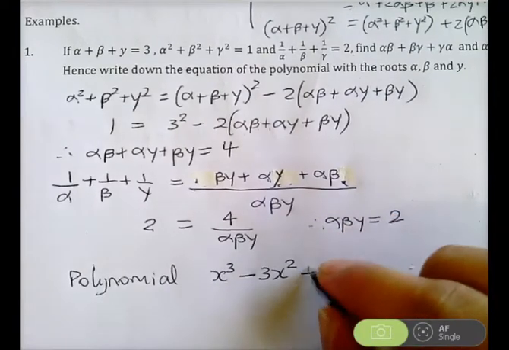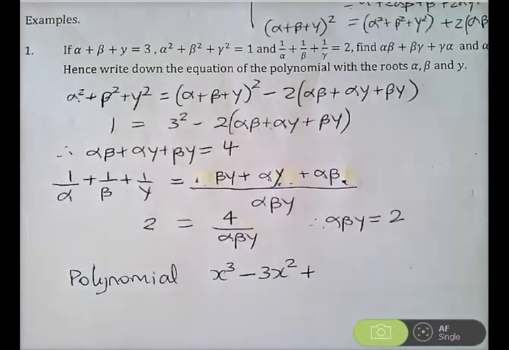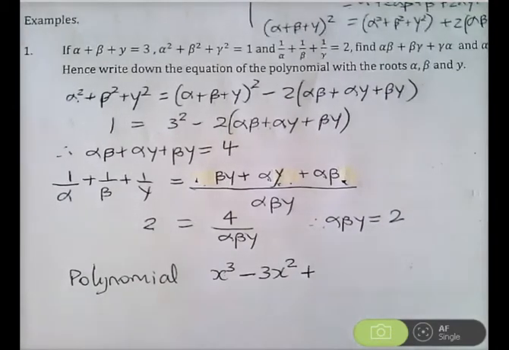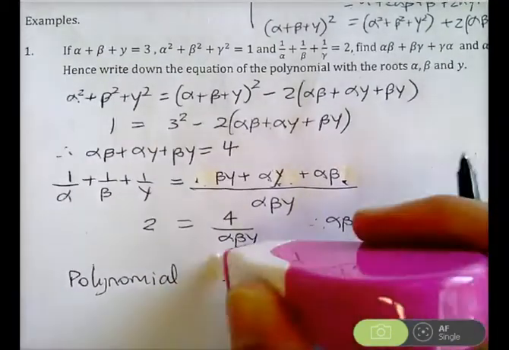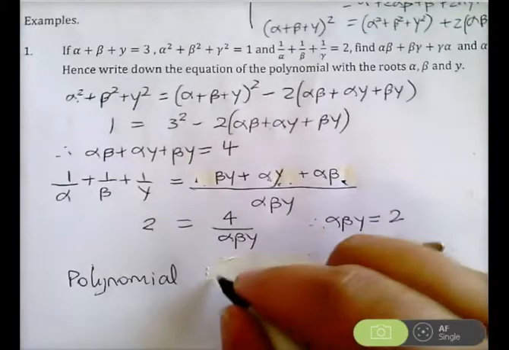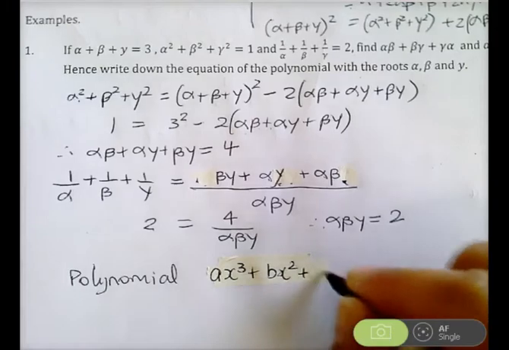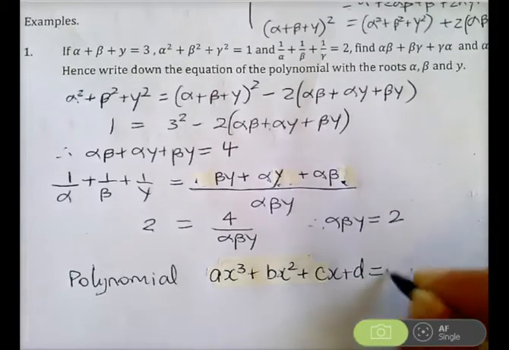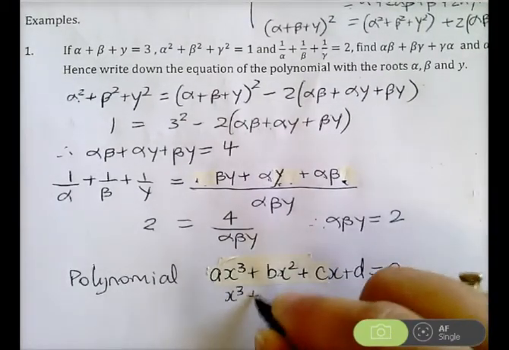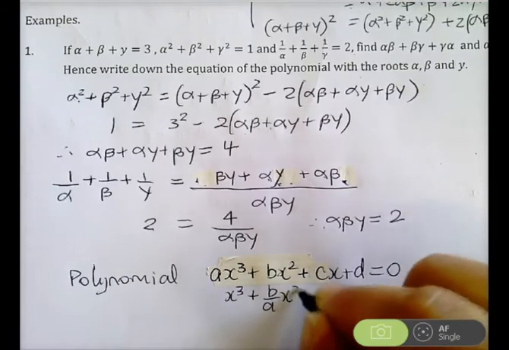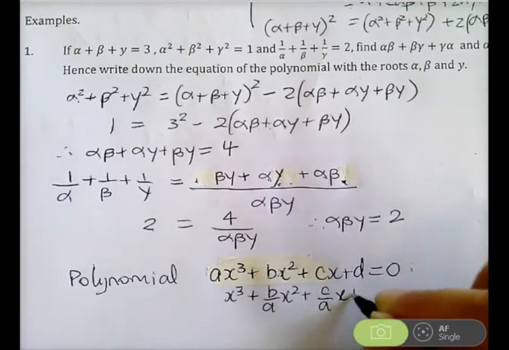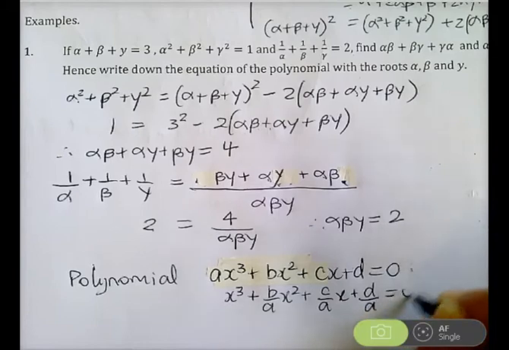That's right. Plus sum of roots two at a time. You know how you can write it? You can go like this if you want. So you know that the polynomial, if you forget it, you can go, well, it's going to be ax cubed plus bx squared plus cx plus d is 0, which is going to be x cubed plus b on a x squared plus c on a x plus d on a equals 0.